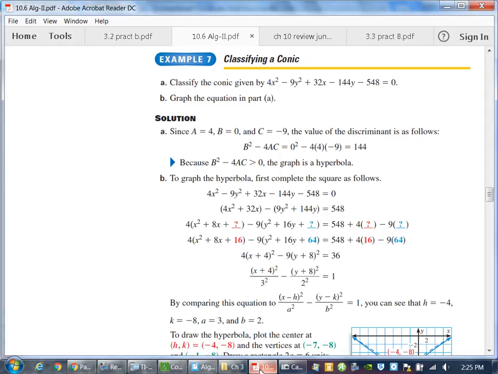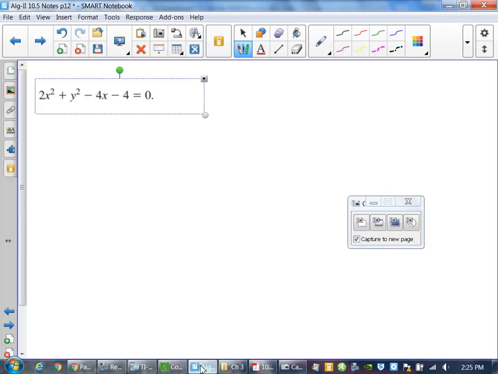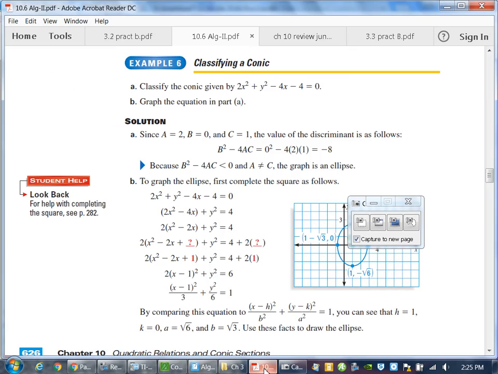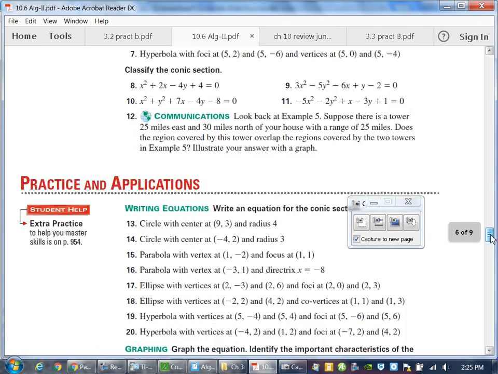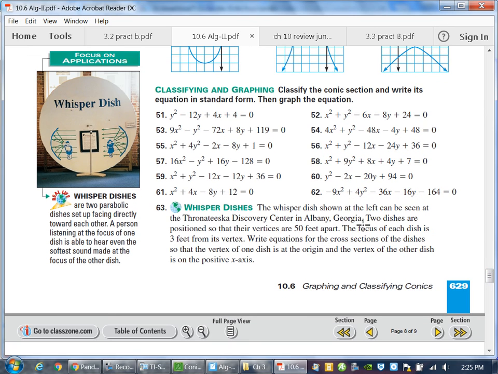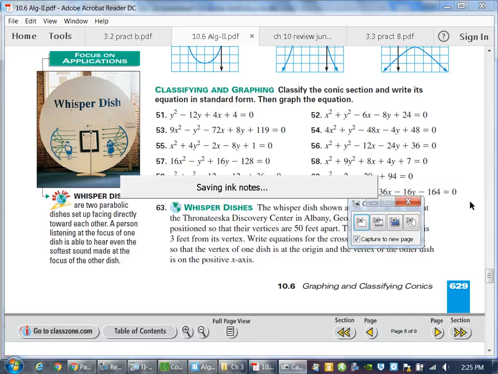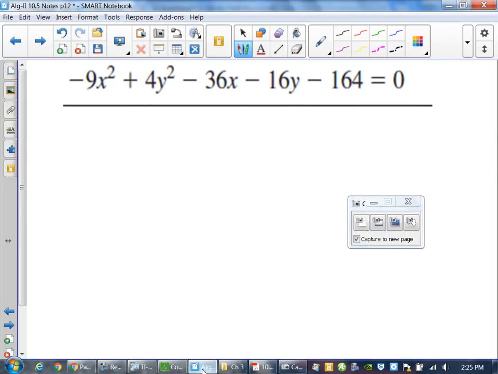What was the other one I wanted to do real quick? Oh wait, we did this one. Sorry. I think we set it up, we didn't finish it though. Alright, one more. One more and I'll give you a couple to work on.